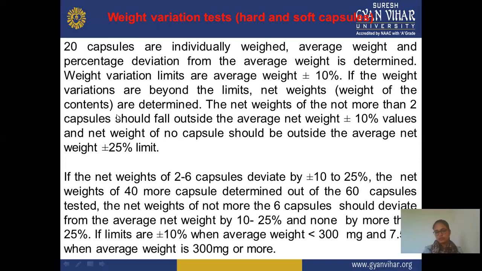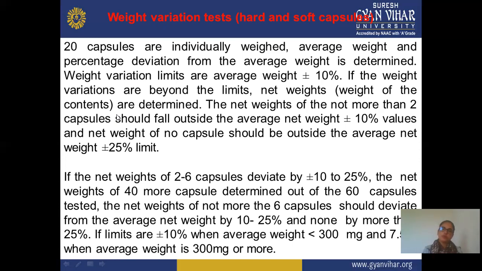You perform this test on 60 capsules, and you can check the individual weight of each and every one of the 60 capsules. In this, not more than 6 capsules should be outside the accepted range of plus minus 10%. And if it's more than 6 capsules, then you can reject your batch. The overall average weight of all 60 capsules should be within plus minus 25%. So this is the acceptance criteria.